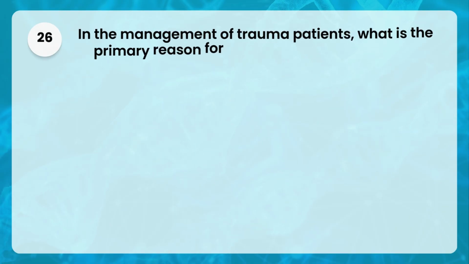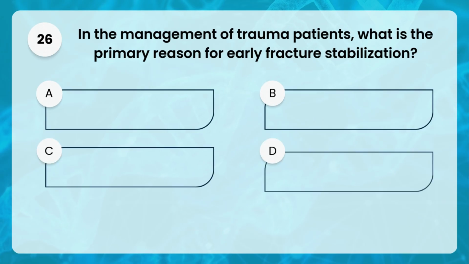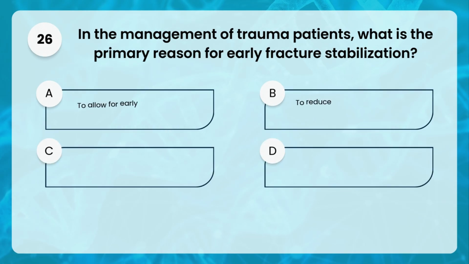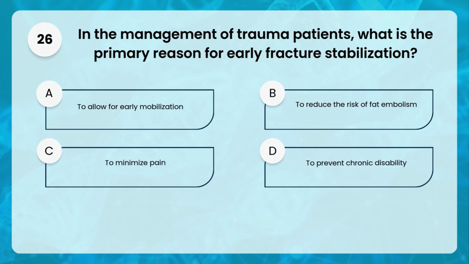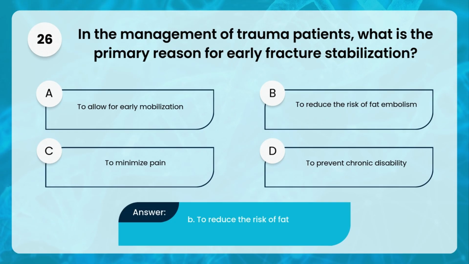26. In the management of trauma patients, what is the primary reason for early fracture stabilization? A. To allow for early mobilization. B. To reduce the risk of fat embolism. C. To minimize pain. Or D. To prevent chronic disability. The answer is B. To reduce the risk of fat embolism.